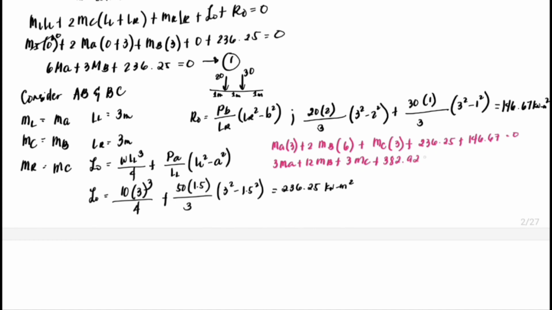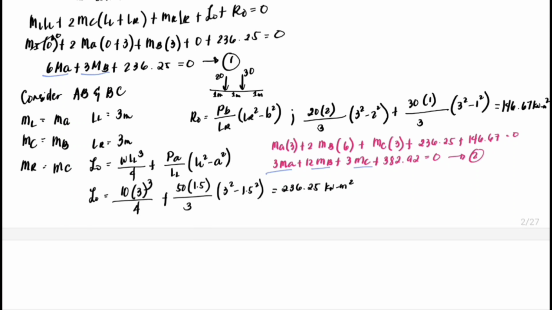382.92 is equivalent to 0. So, this will be our equation 2. However, we already have a value for our moment. Because if you notice here, we have MA, MB, MC. So, two unknowns, it should be 2 equations. If we have 3 equations, we should have 3 unknowns, or 3 unknowns, 3 equations.